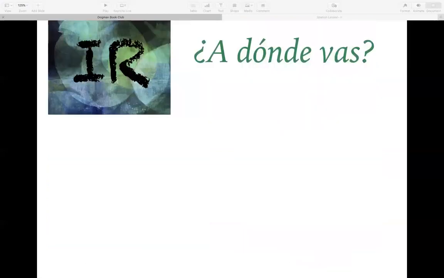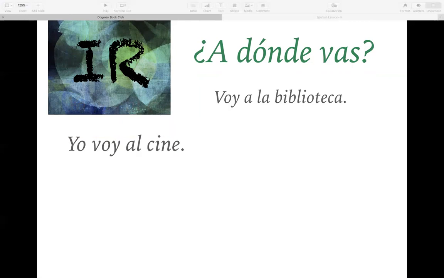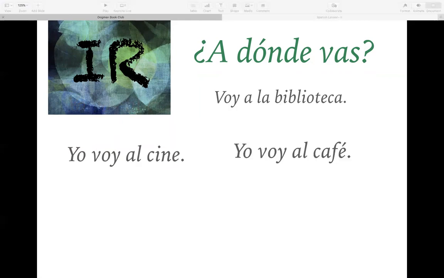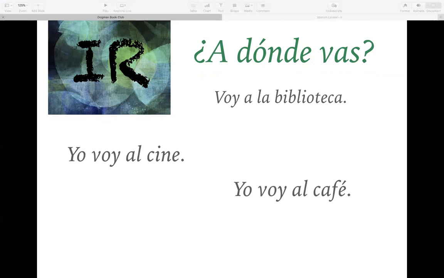All right, so back to our question, ¿A dónde vas? This means, where are you going? And to answer it, I'm just going to give a couple of examples, and you tell me if you can figure out what they mean. ¿A dónde vas? Voy a la biblioteca. ¿A dónde vas? Yo voy al cine. ¿A dónde vas? Yo voy al café. ¿A dónde vas? Voy a la playa.